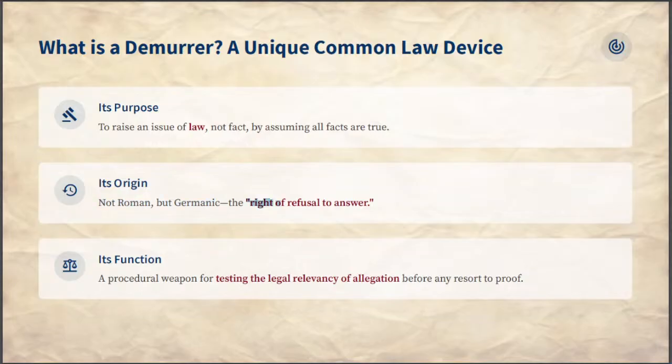It's the right of refusal to answer. So this is something that's come into the common law outside of the Roman civil procedures. Its function is a procedural weapon for testing the legal relevancy of an allegation before any resort to proof. So before you get to the problem of litigating facts and bringing them into evidence to prove, you look at the whole relevancy of the allegation and you're testing that first.